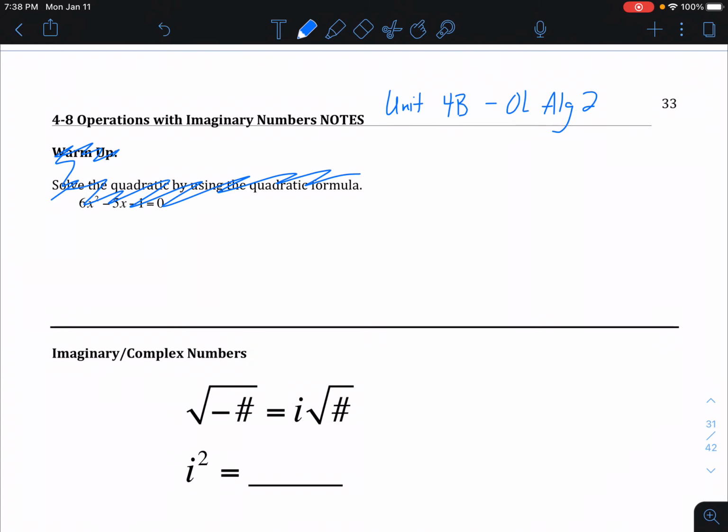Okay, Algebra 2, welcome back to Unit 4B. We're moving on to a new lesson today, Section 4.8, Operations with Imaginary Numbers.